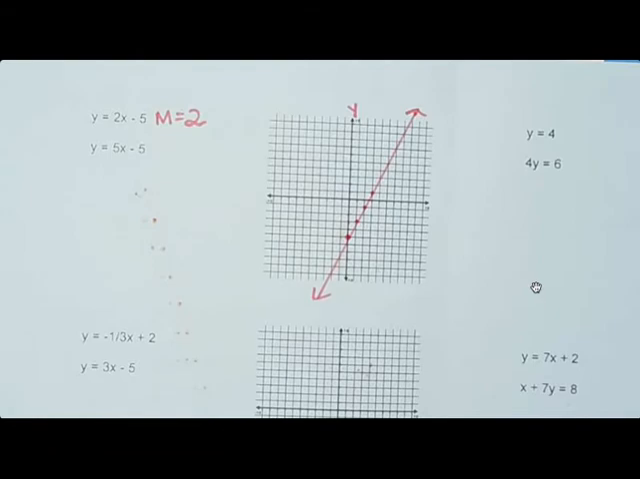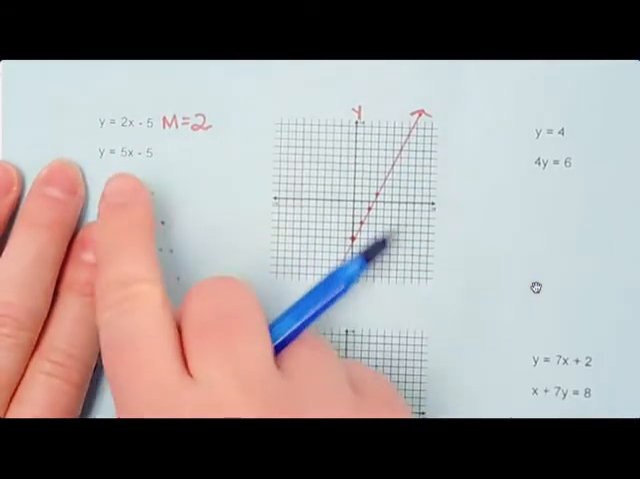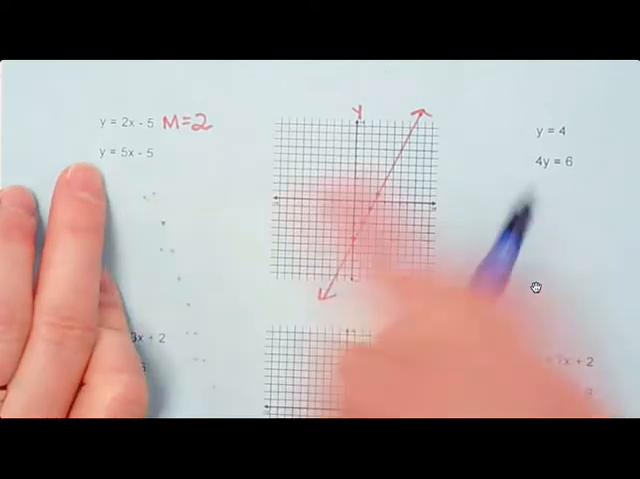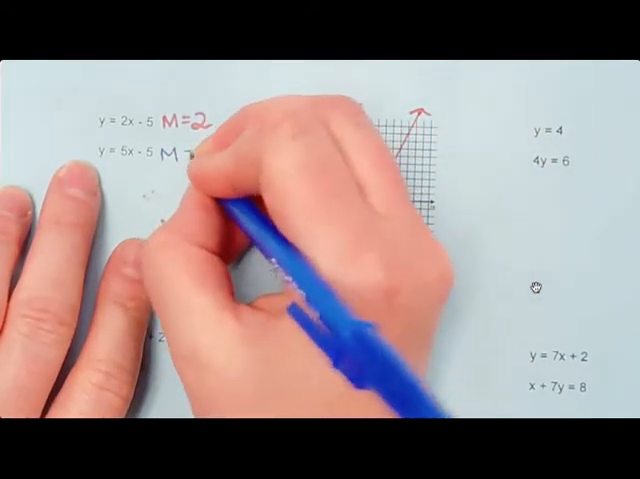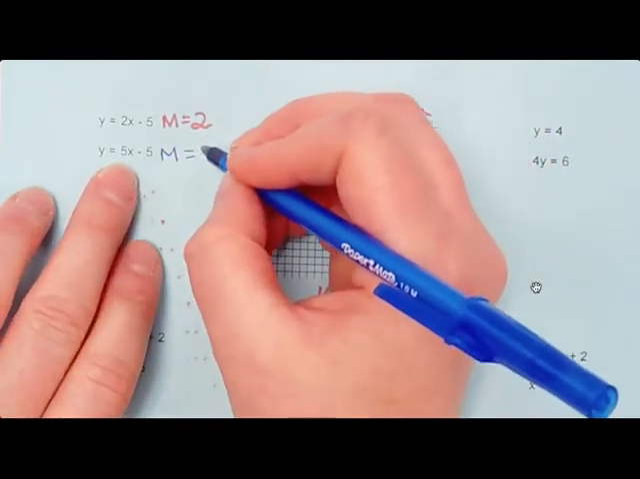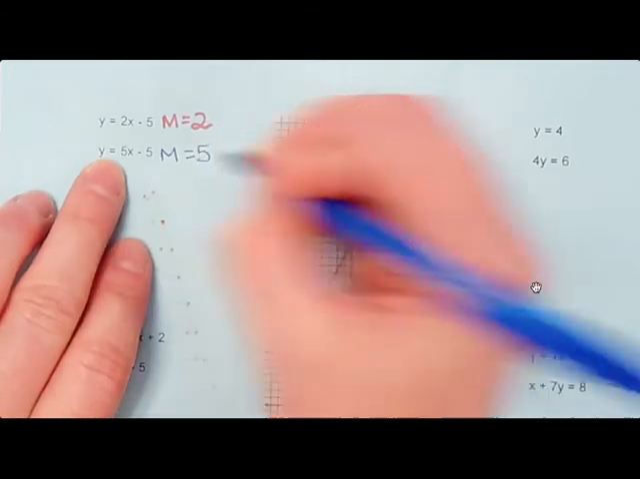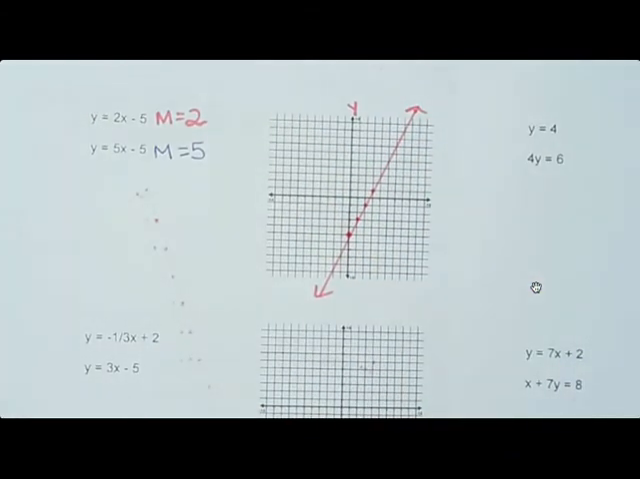I'm going to do my second one in a different color. So I'm going to look at 5x minus 5. So my slope here is 5. You can use a different color if you'd like.